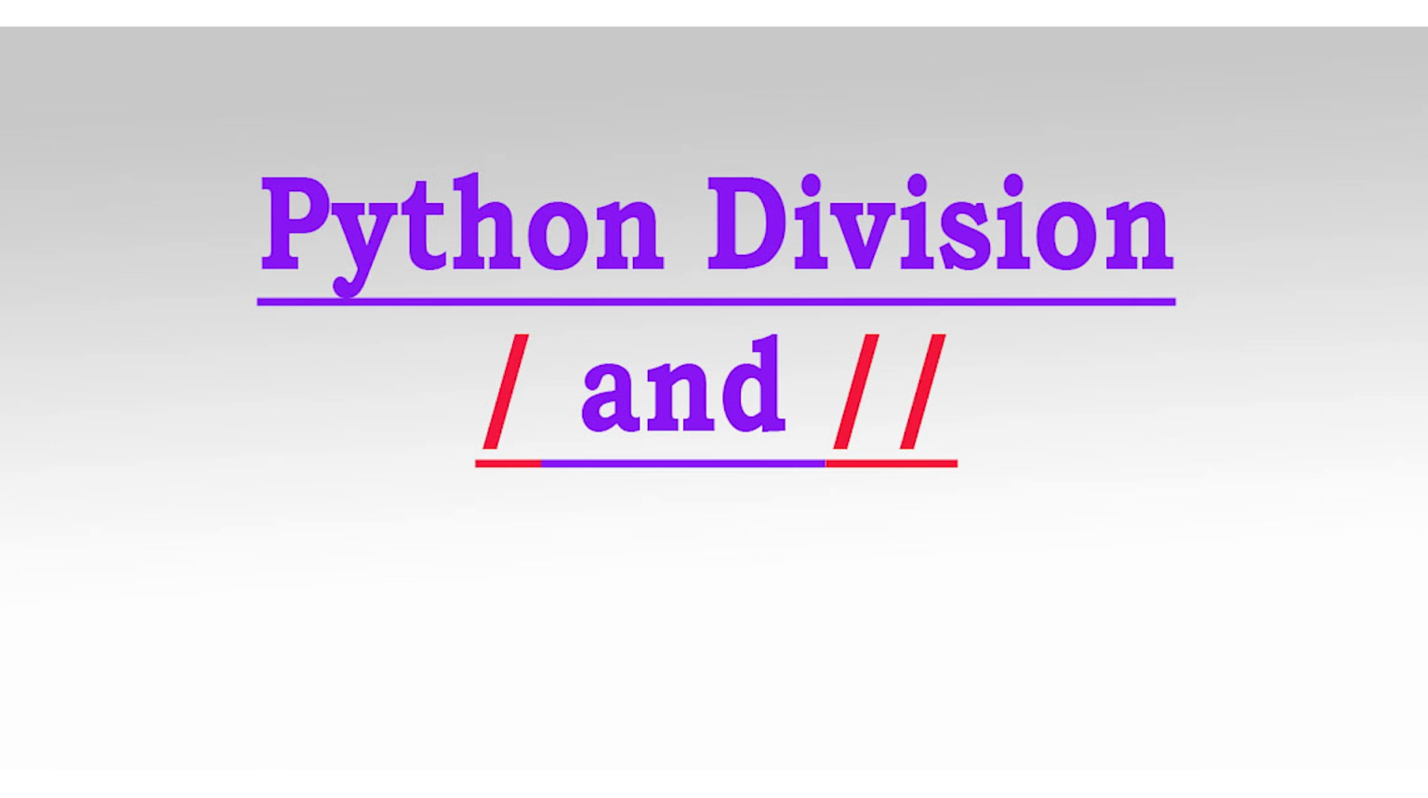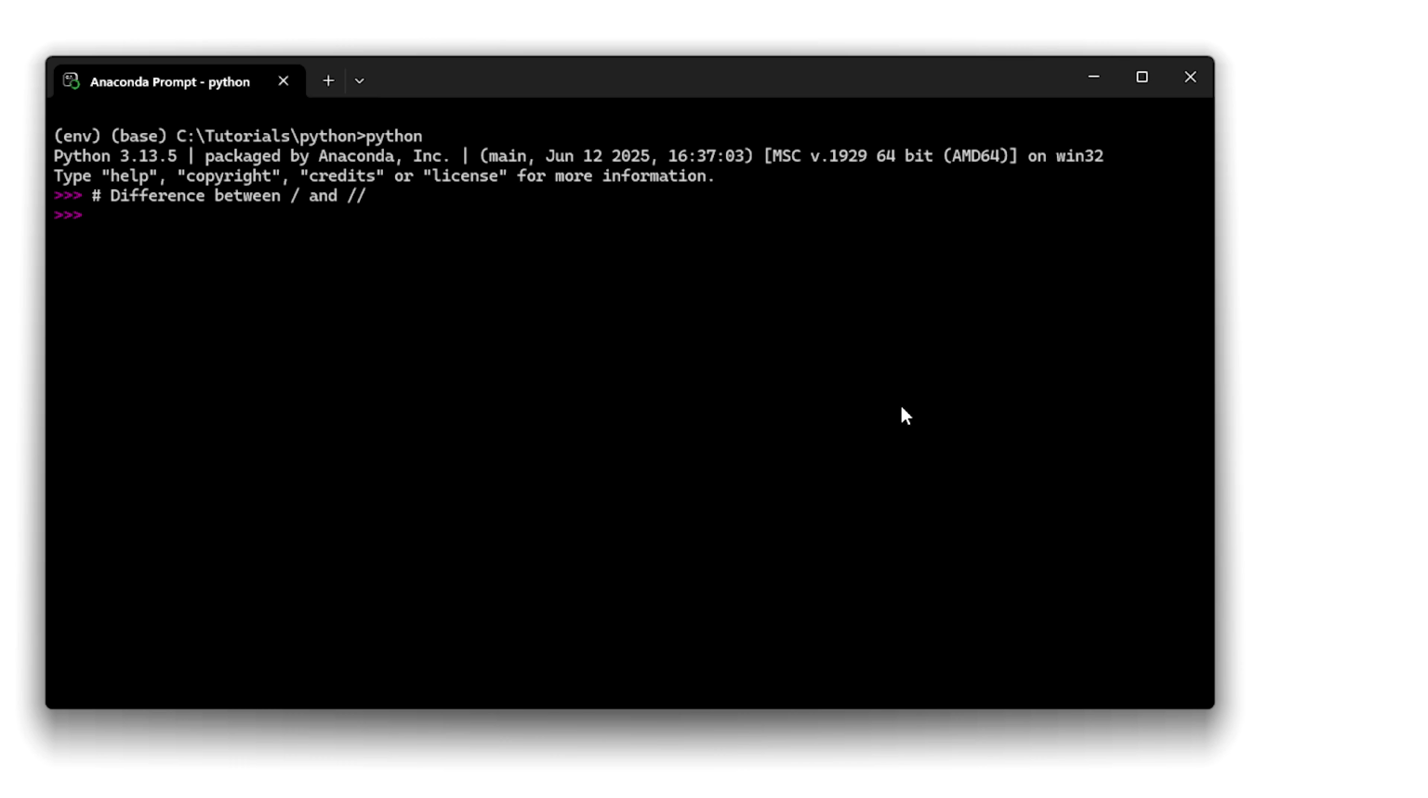Today we will see the difference between slash and double slash operator in Python. So these two are used for doing the division operation in Python. For example, if I divide 6 by 2, it is going to give 3.0. So slash operator is a true division and it always gives a float value. Double slash is a floor division and it gives the quotient, which is the floored value.